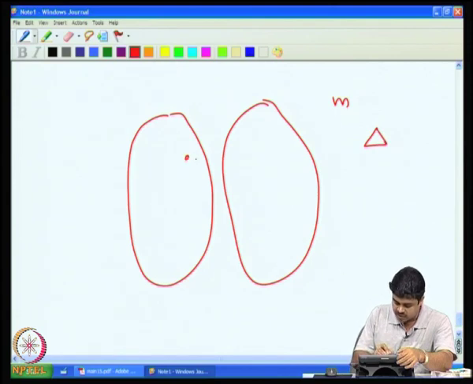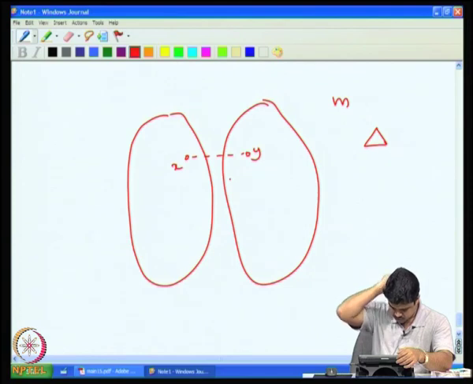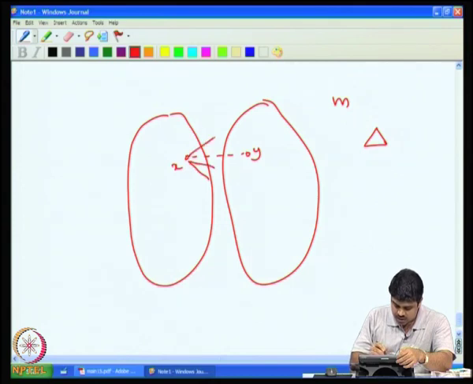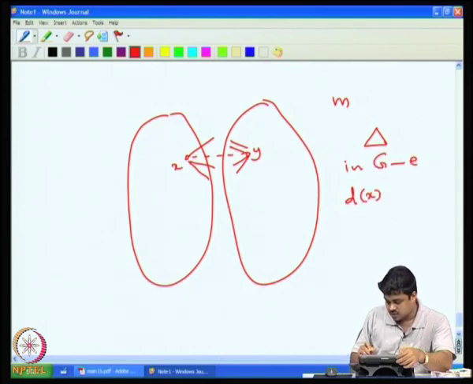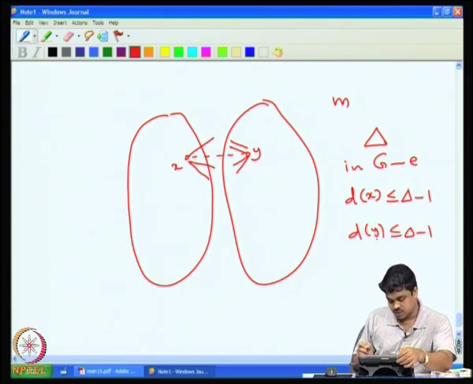So you can pick up a vertex and delete an edge. This is x, y. So you know the original degree was at most delta, here x and y, right? Now you deleted an edge. So now how many edges are present here in both cases? So d of x now in G minus e is less than or equal to delta minus 1, and d of y is also less than or equal to delta minus 1, right? 1 less. So it may be just exactly delta minus 1. Now by induction we know that it can be colored using delta colors, right?